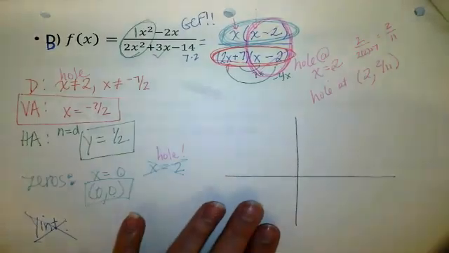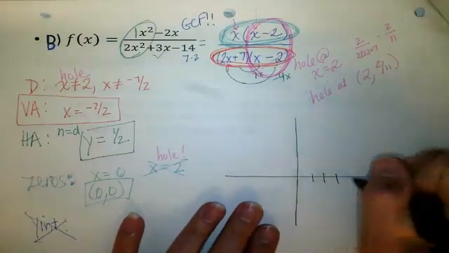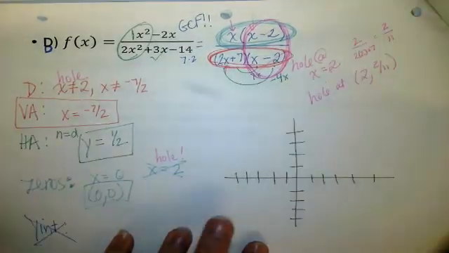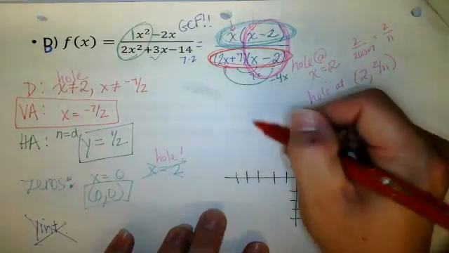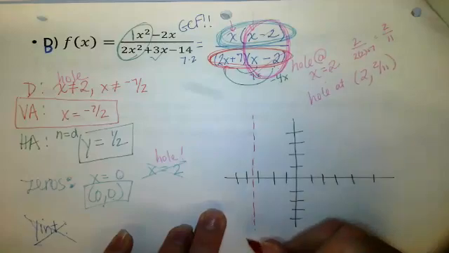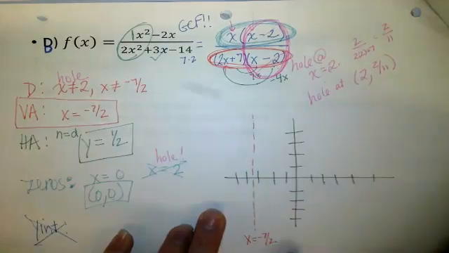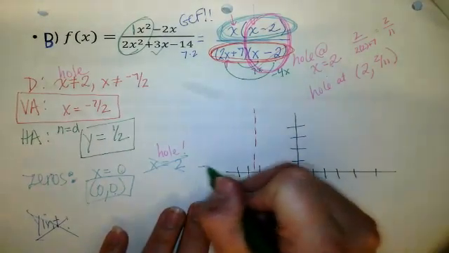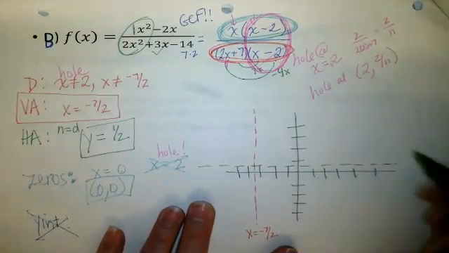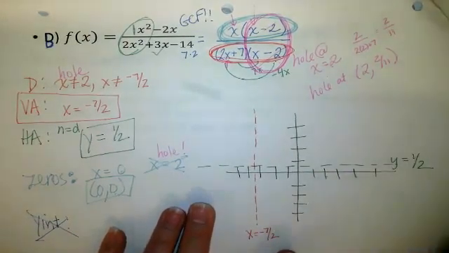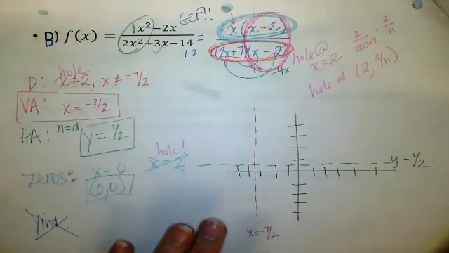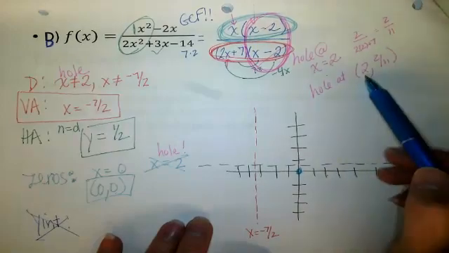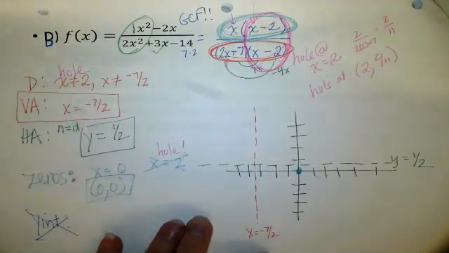I have a vertical asymptote at negative 7/2. Negative 7/2 is like here, negative 3.5, for my vertical asymptote. My horizontal asymptote is at y equals 1/2. And I have some points. I pass through the origin at 0, 0. That's a good point. And I have a hole at 2 and 2/11.